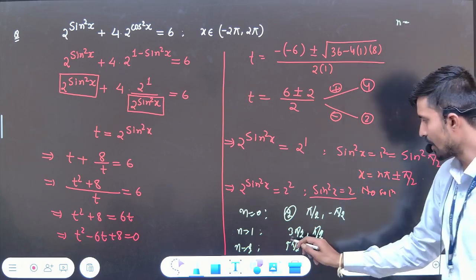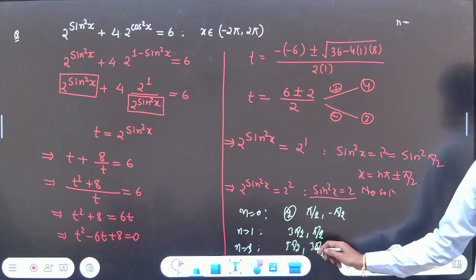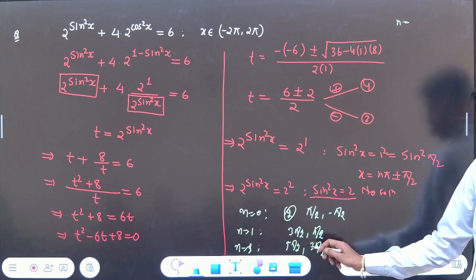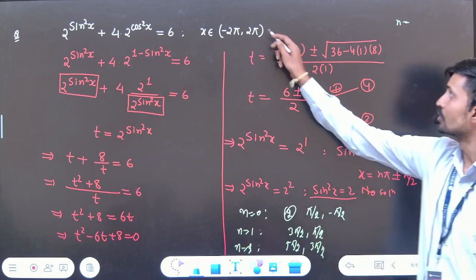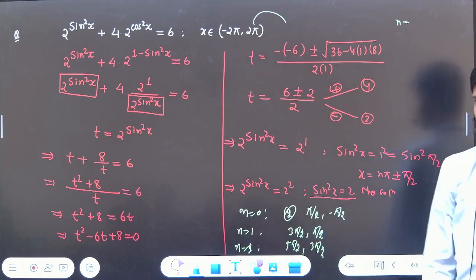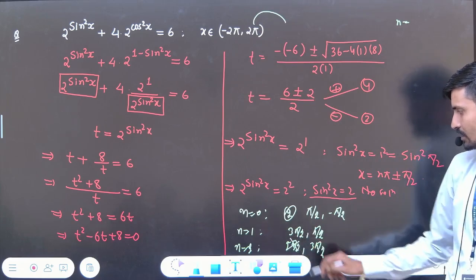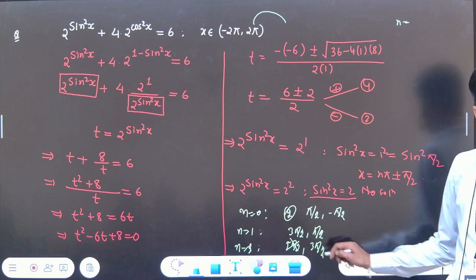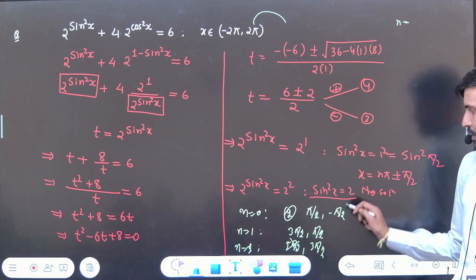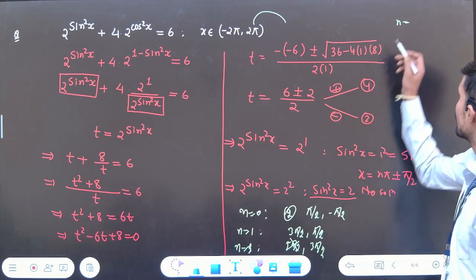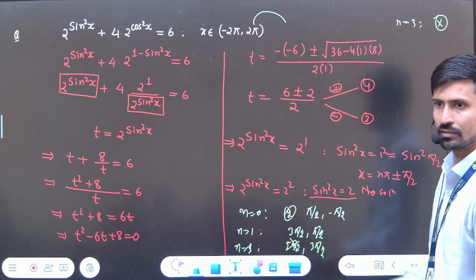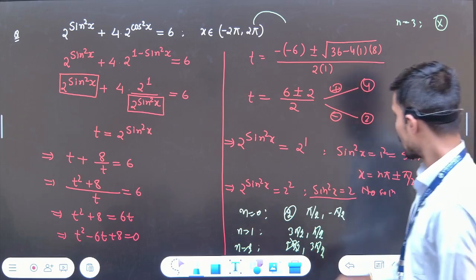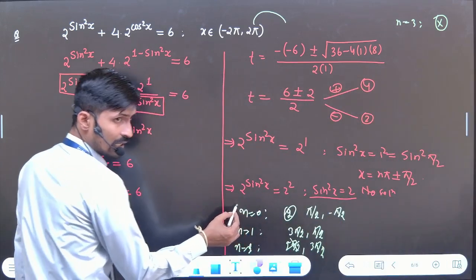Acha, 5 pi by 2 will get cancelled. 5 pi by 2 means pi by 2 is 90 degree, 90 into 5, 450 degree. So 450 degree is outside 360 degree. So this will get cancelled. 3 pi by 2 is matching, pi by 2 is matching, and minus pi by 2. Now when n will be equal to 3, both will not match. Now n is equal to 0 we started. Now we'll see the previous.